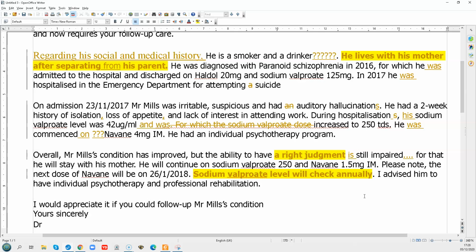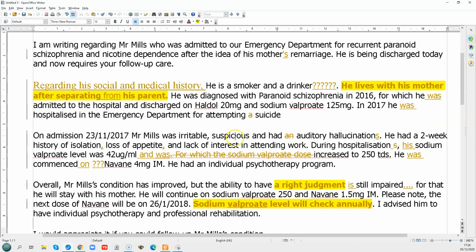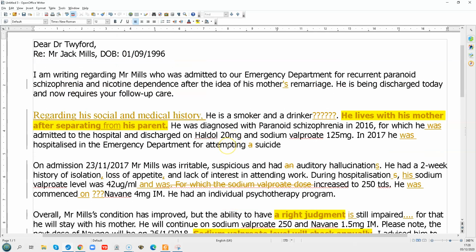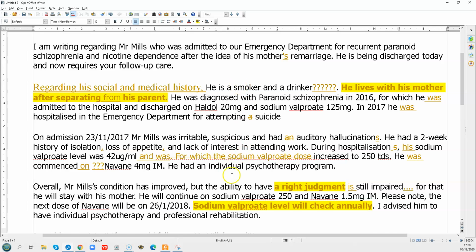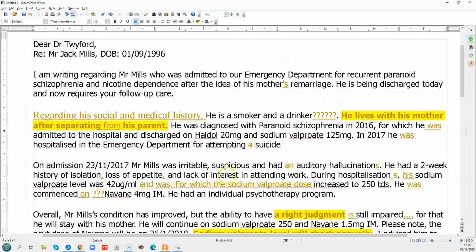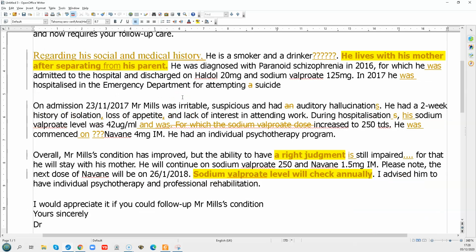It's not a very good filling out of the narrative, really. And then I would appreciate it if you could follow up Mr. Mills' condition. So you need to restate the purpose. Usually, in view of the above, I would appreciate it if you could. So that's not too bad. But there's a lot of grammar here. The internal structure of your sentences needs some work. That purpose needs a little bit of reworking too.